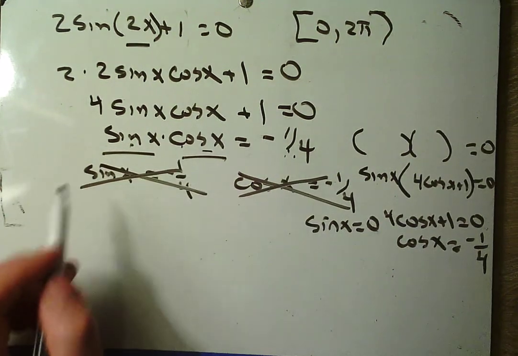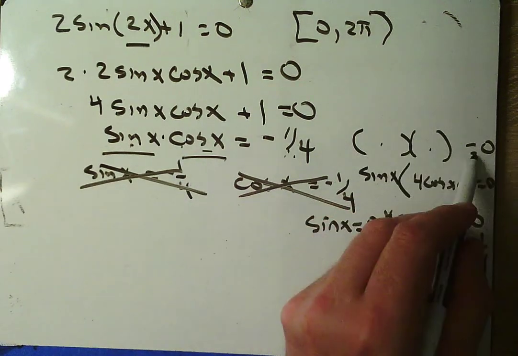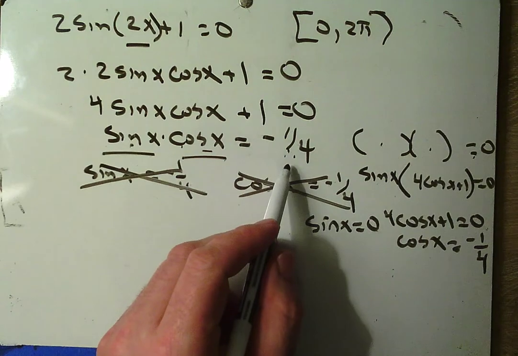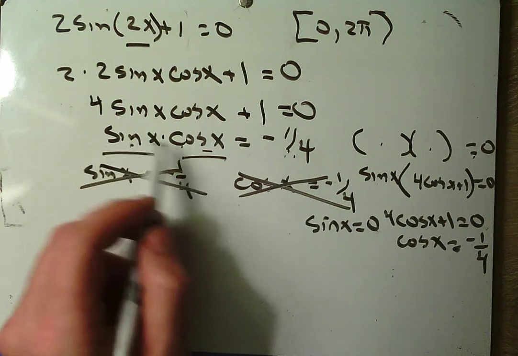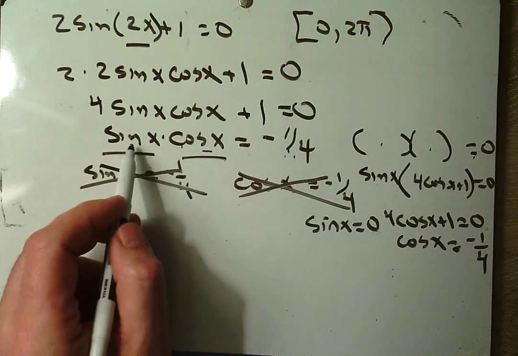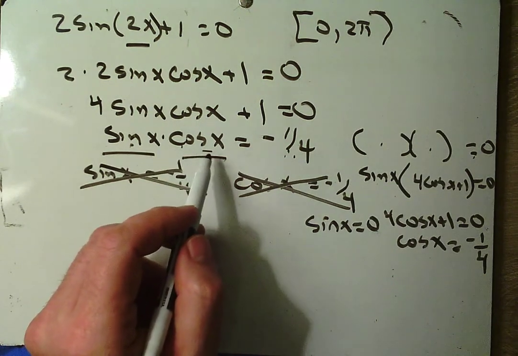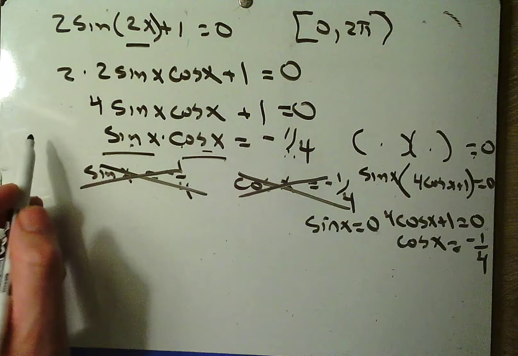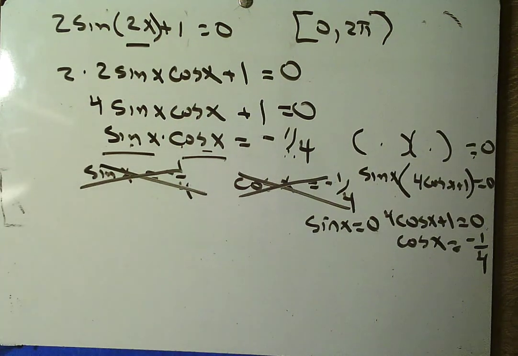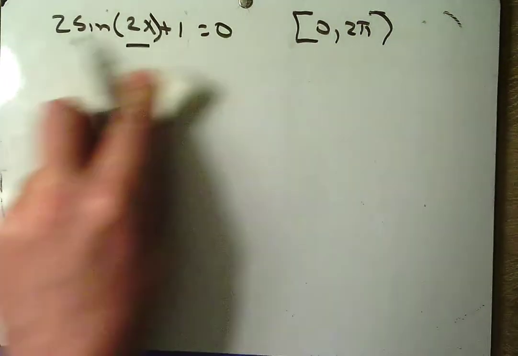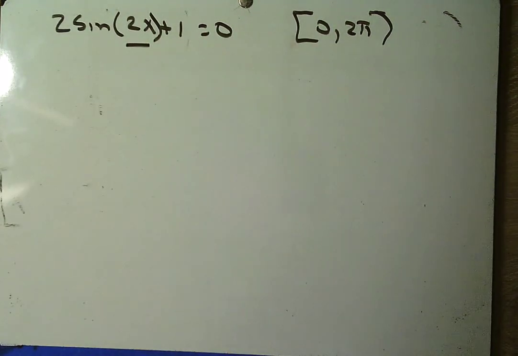I have a 0 product property, thing times thing equals 0. I don't have a negative 1/4 product property. There's an infinite number of choices of what this would be depending on what I plug in for this. So I can't solve this. So that's why I don't use the double angle formula here, even though it might be inviting. I do this as a 5.3 problem.